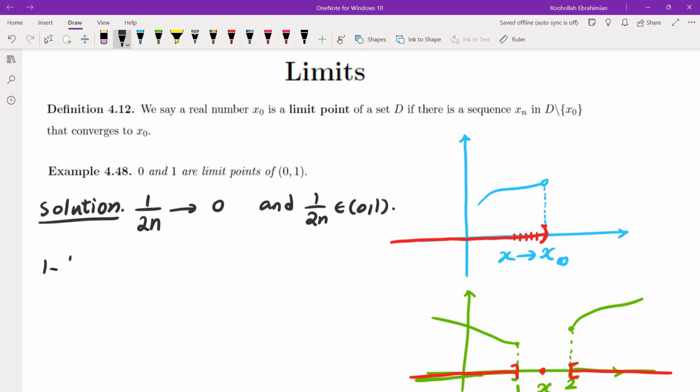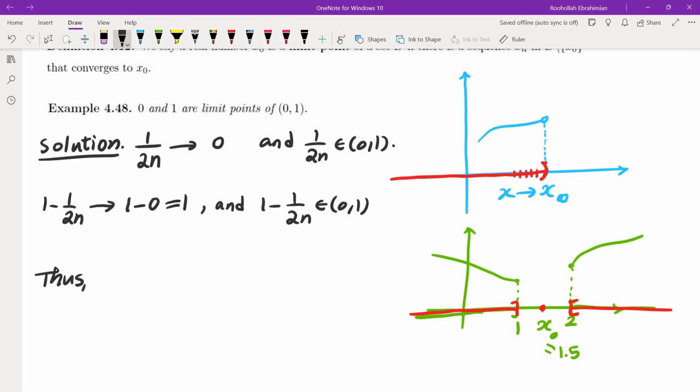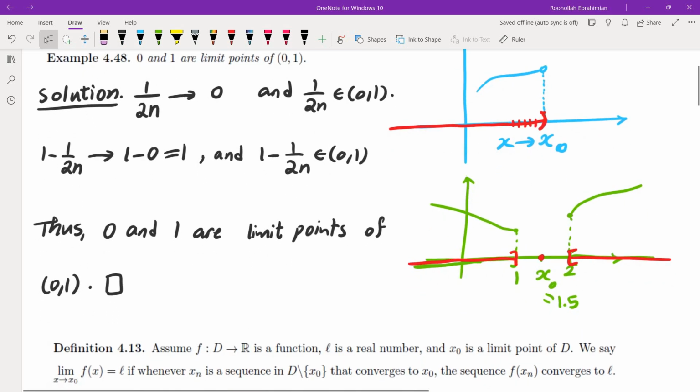Now we're going to consider 1 minus 1 over 2n. That approaches 1 minus 0, which is 1, and 1 minus 1 over 2n is also in the same set. Thus 0 and 1 are in fact limit points of the open interval. So that completes the solution for example 4.48.